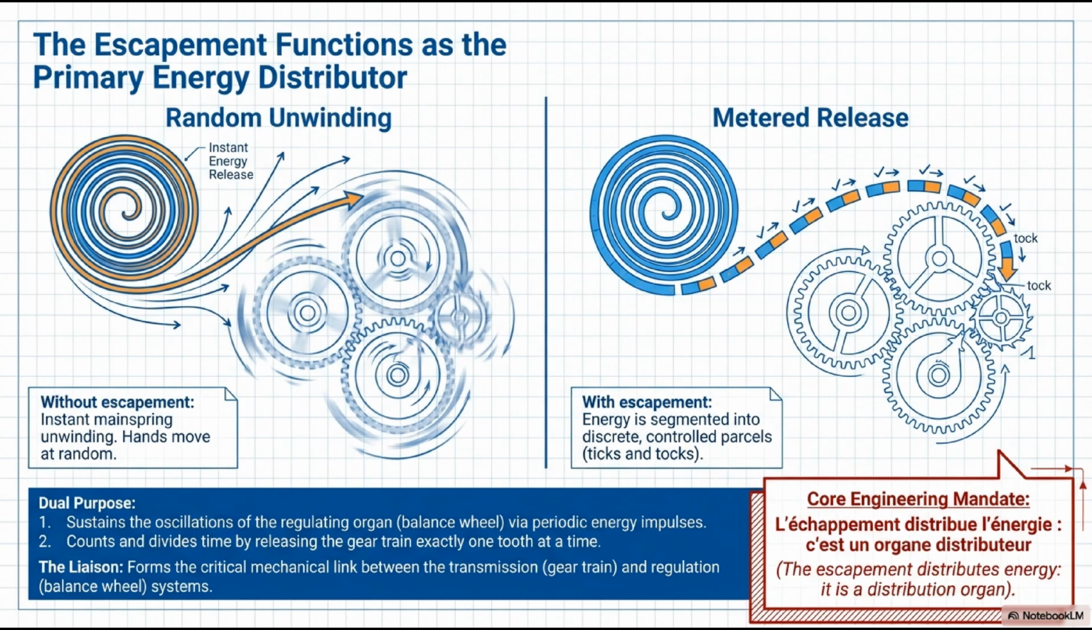The French textbook states it concisely: the escapement is an organe distributeur, a distribution organ, and it forms the critical mechanical bridge between the gear train and the regulating organ. Without the escapement, the hands would spin at random, uncontrolled speed. With it, every tooth released is a precisely measured quantum of time.